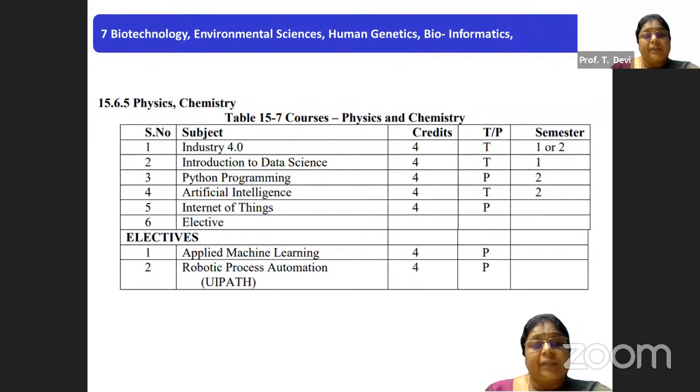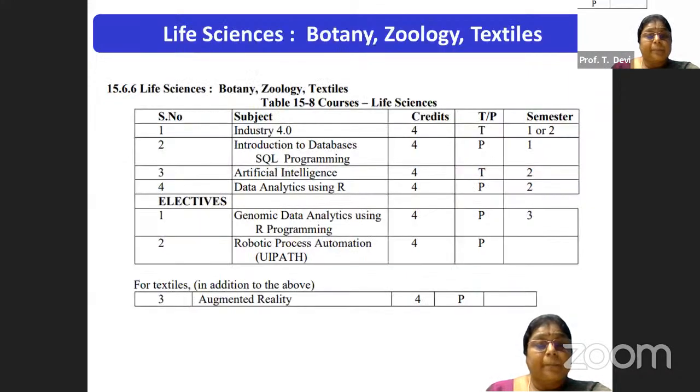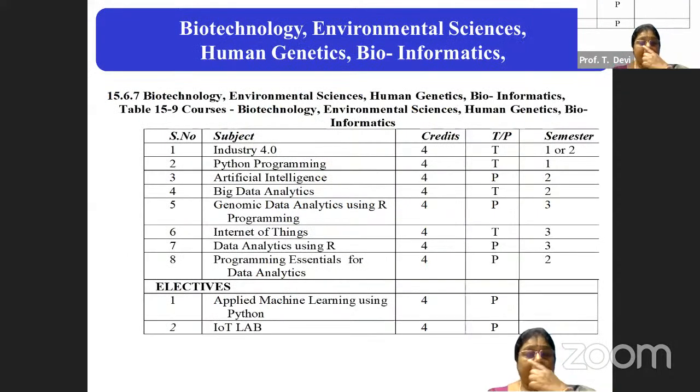Python programming plays a very important role in data analytics and artificial intelligence. For botany, zoology, and textiles, we can come out with big data analytics for life sciences, a separate course, genomic data analytics using R programming, and augmented reality. For environmental science, human genetics, and bioinformatics: Python programming, artificial intelligence, big data analytics, genomic data analytics using R programming, Internet of Things, applied machine learning using Python, and IoT lab.